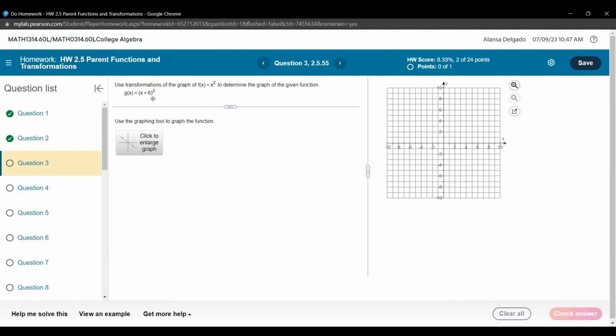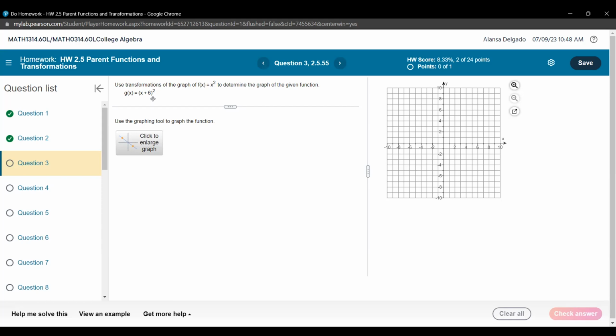Make this bigger for me. See, your basic function is y equals x squared, and it's going to go through 0, 0. But g of x equals x plus 6 squared is not going to go through 0, 0. Remember, anything squared is not going to be negative. It's going to all lie on or above the x-axis.